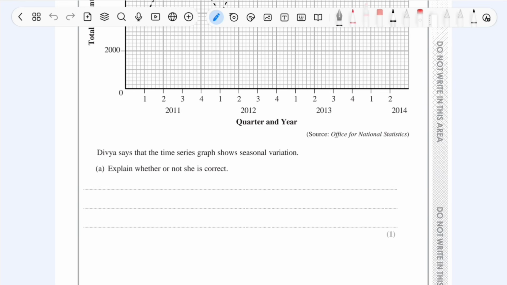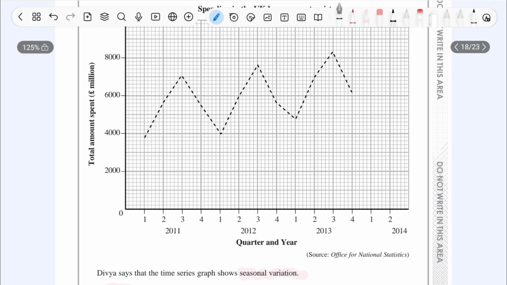So let's highlight the keywords we have here. Explain and seasonal variation. Now we need to actually know what these two mean. Explain, it just means give a reason. So we need to say yes or no to whether it has got seasonal variation and give a reason for that. So seasonal variation. Well, what is seasonal variation?